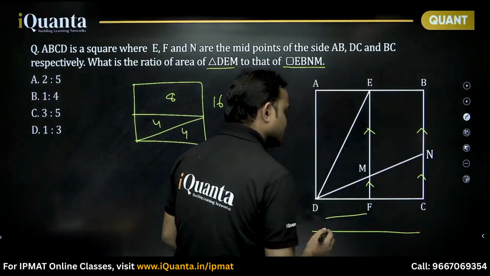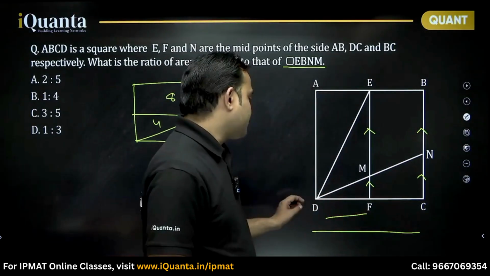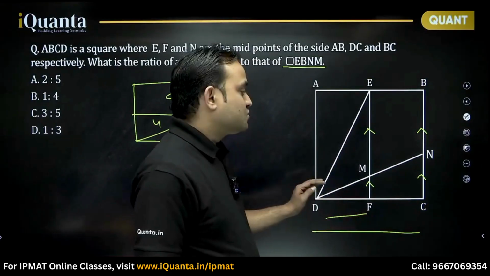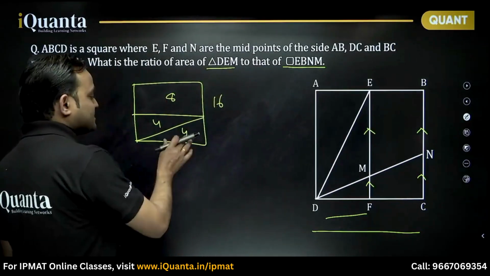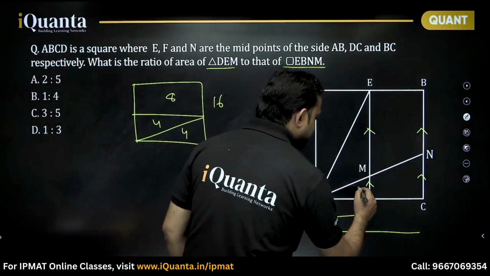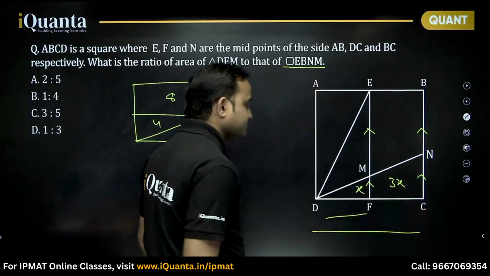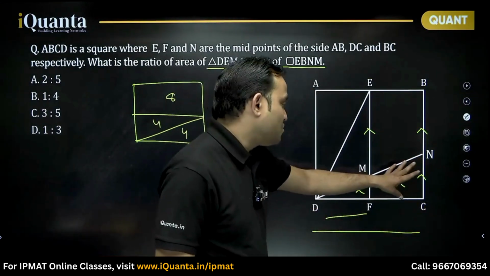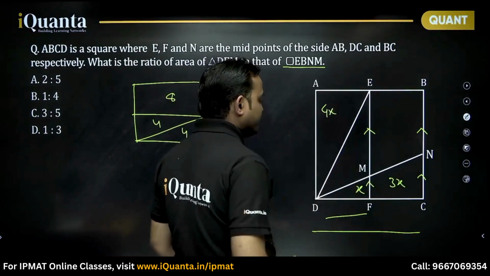If the side ratio is 1:2, the area will become 1:4. So the area of triangle DMF to the area of triangle DNC will become 1:4. In that case, the total is 4. Can we say, if I take this area as x, this must be 3x. If this whole is 4x, this also must be 4x.